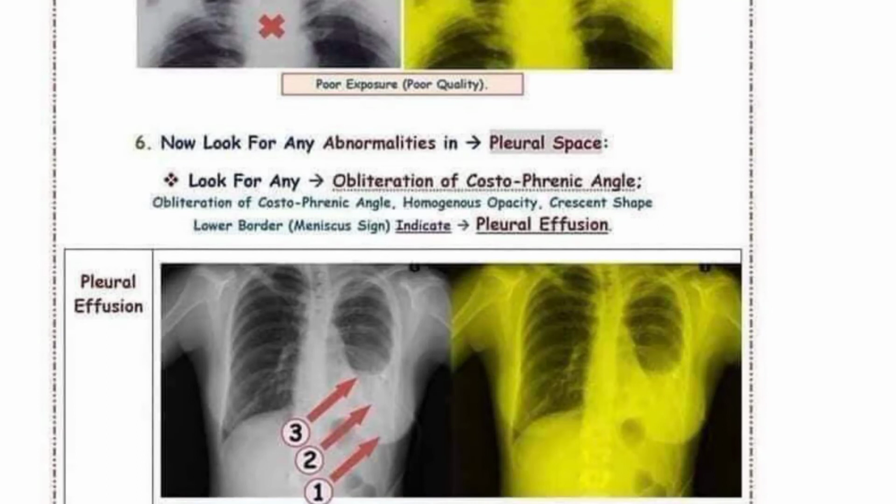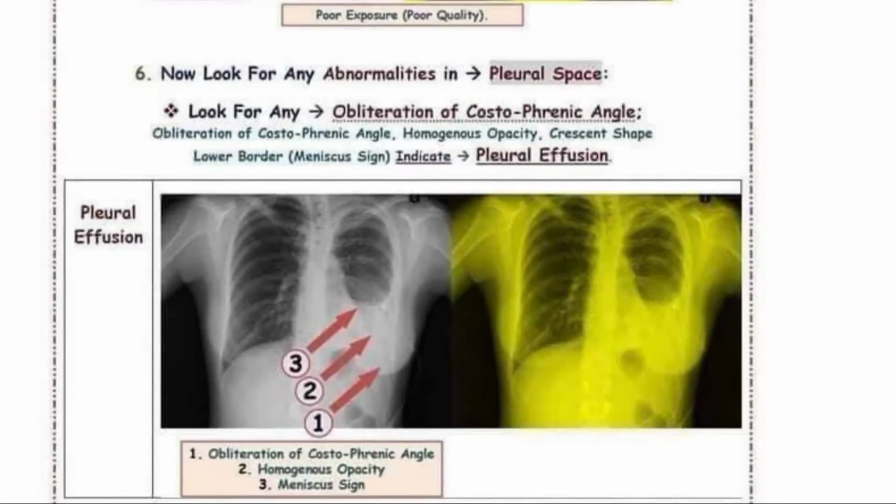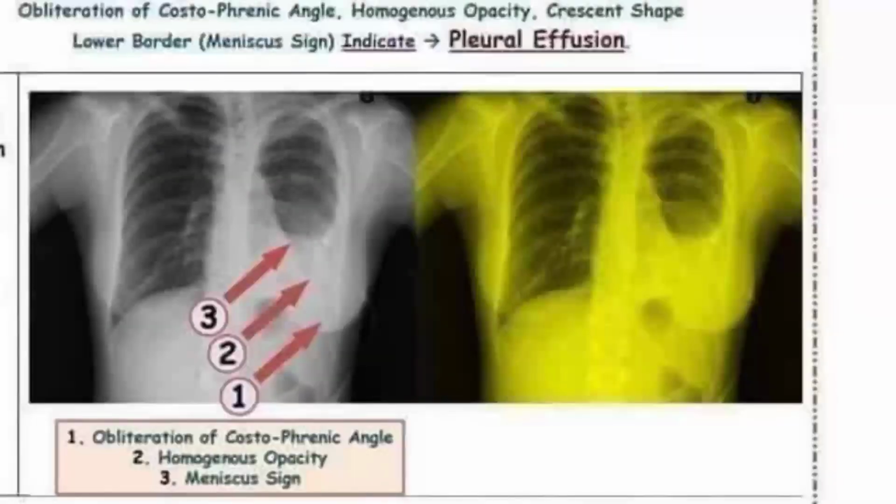Then look for any abnormalities in the pleural spaces. Look for any obliteration of the costophrenic angles. There is a homogeneous opacity with obliteration of the costophrenic angle and also a meniscus sign.